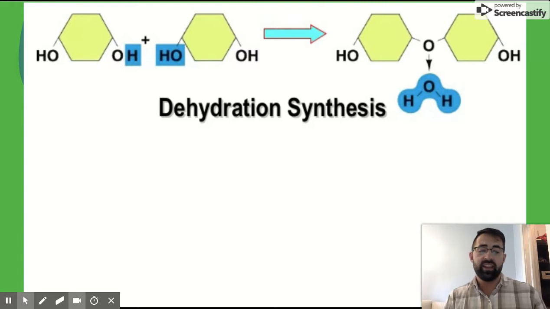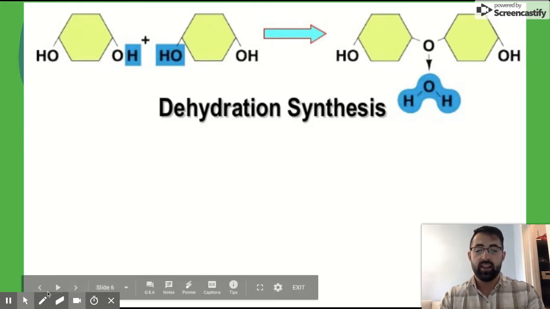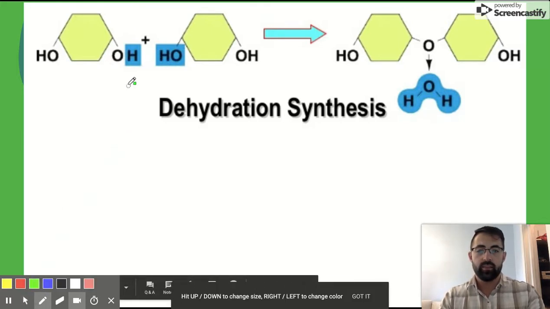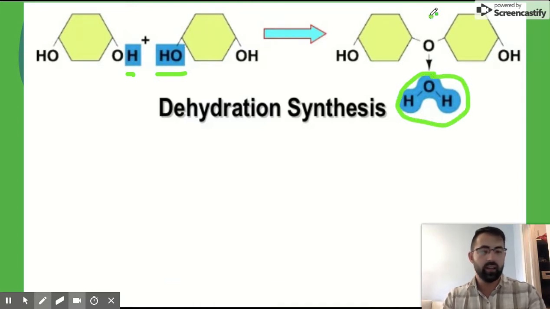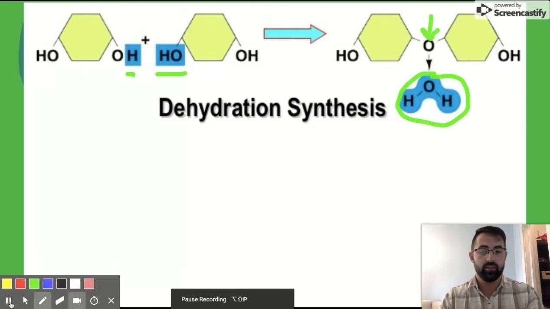Dehydration synthesis, to look at it, all it means is, you see that each of those little hexagons is a single carbohydrate molecule. And see the blue H and the OH? The H is hydrogen, O is oxygen, H2O is water. So when it takes this H and this OH and splits them, it kicks out a water molecule here, and then just joins the two molecules together across this oxygen bond.